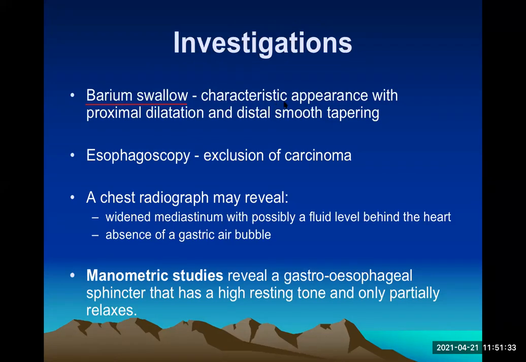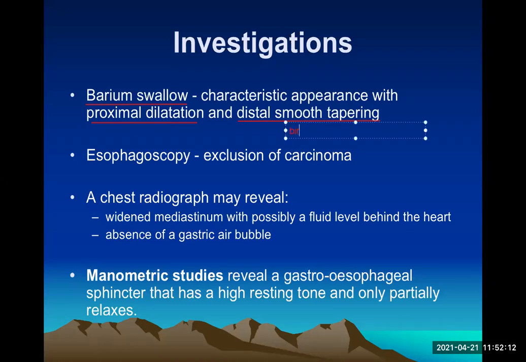A characteristic appearance is seen in achalasia when we take the barium swallow X-ray: proximal dilatation of the esophagus and a distal smooth tapering. The affected area, remember, where the Auerbach's plexus or myenteric plexus is absent, looks very narrow. So there is a smooth tapering of the barium. This is known as broad beak appearance, or sometimes even rat tail appearance.